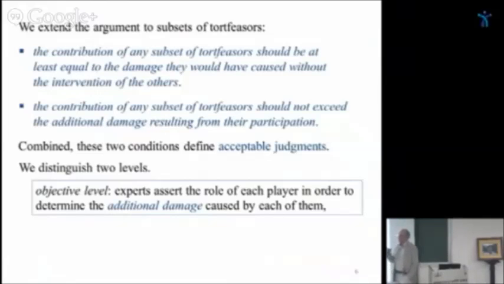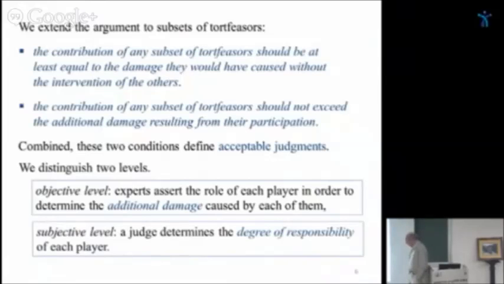Hopefully it will become clear in an instant, if you don't mind. We distinguish two levels, because we assume a lot has already been done after the accident has occurred. So there is an objective level. Experts have asserted the role of each player, of each tortfeasor, in order to determine the additional damage that each of them caused. Okay? And there is a subjective level. This is the judge that has to determine the degree of responsibility of each player.